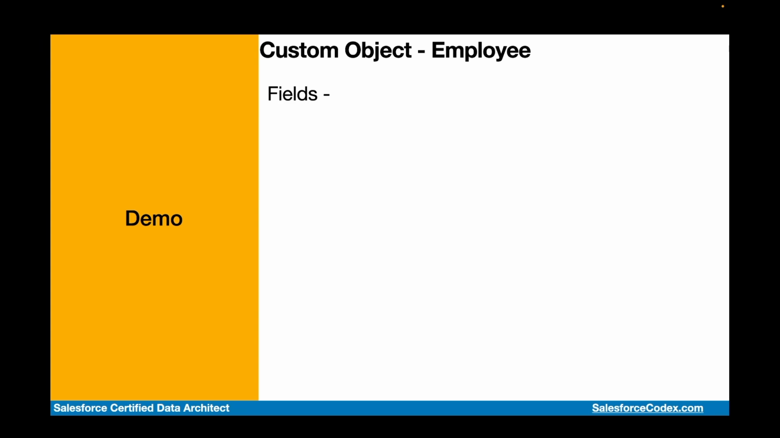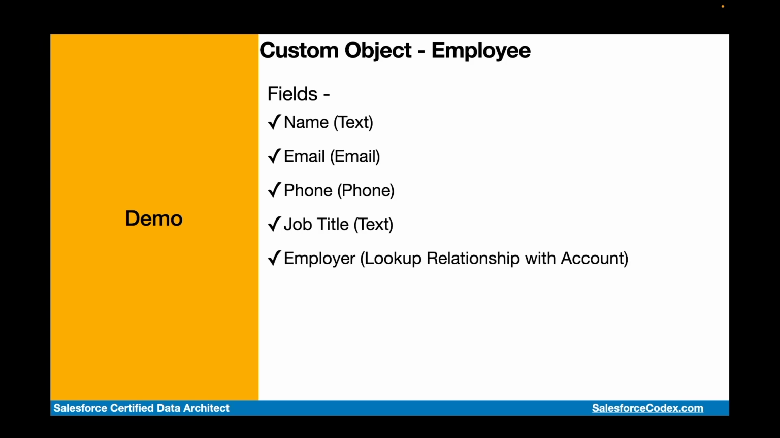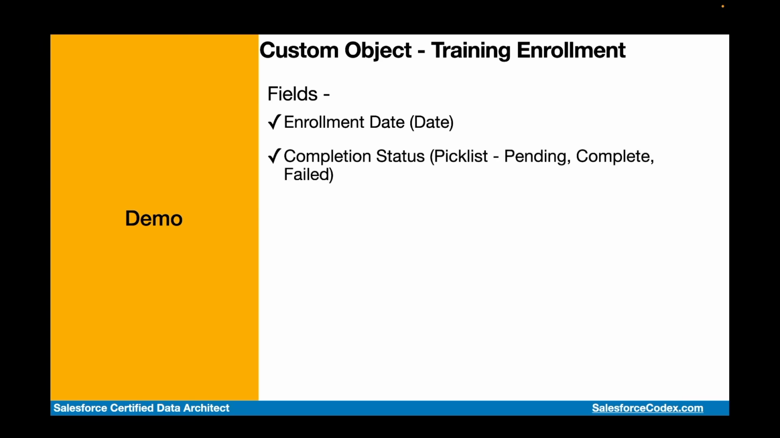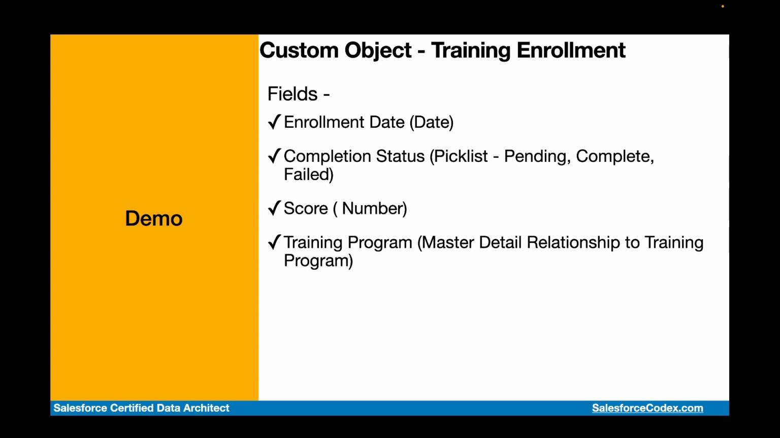Then we can have an employee object, which will hold information related to name, email, phone, job title, and then employer, basically who is the employer for the current employee. And then we have a third object, which is training enrollment. So basically, when this particular training is done, enrollment date, completion status, score, and then we will have two master-detail relationships, training program and the employee, because this particular object will be treated as a junction object.